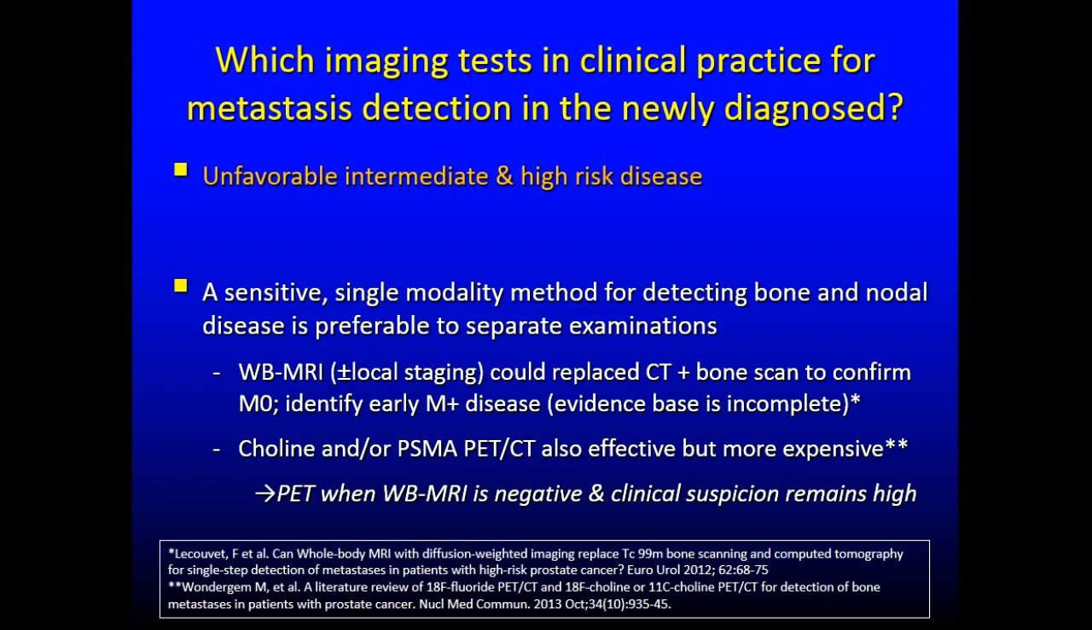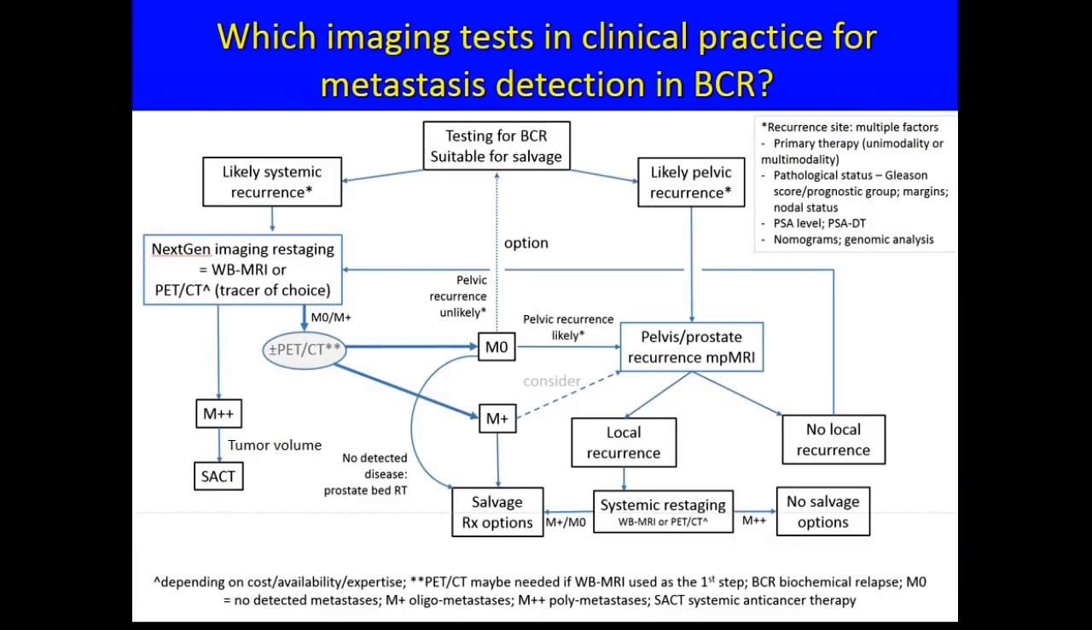You could do a whole body MRI scan plus or minus local staging, which can replace CT scans and bone scans, particularly for the identification of early M plus disease. But in fact, choline PET scans and PSMA PET scans are probably more likely to be effective, but unfortunately are more expensive. So we tend to use PET scans when whole body MRI scans are negative and clinical suspicion remains high.